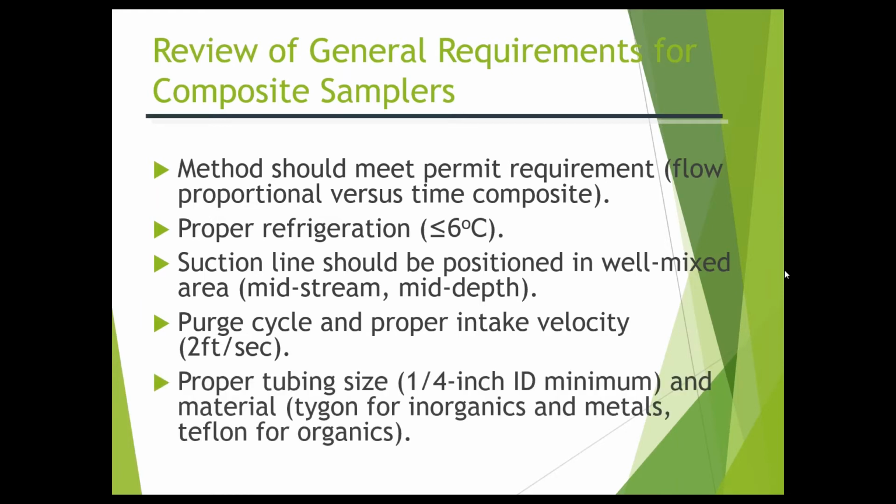And then your proper tubing size. It must be 1/4 inch ID, that's inner diameter, a minimum of 1/4 inch inner diameter. And based on what you're sampling, you either need Tygon for inorganics and metals, or you can use Teflon for your semi-volatiles, your organics. And so we will look at your permit and say, based on your permit, this is what you're sampling for. This is the tubing you need.